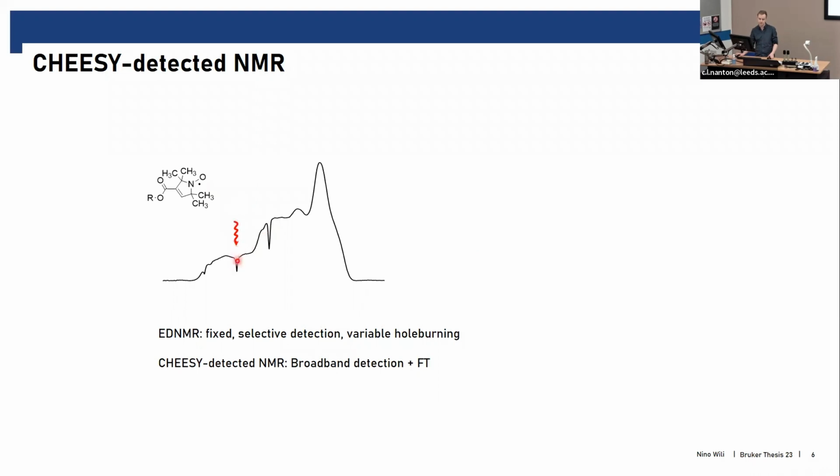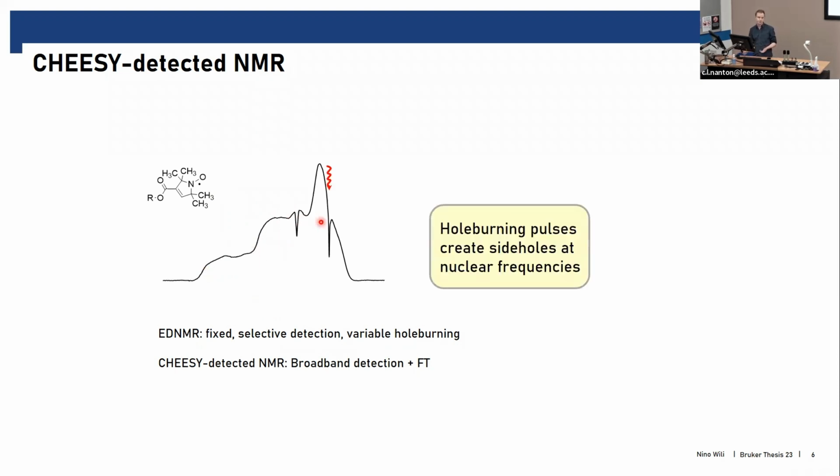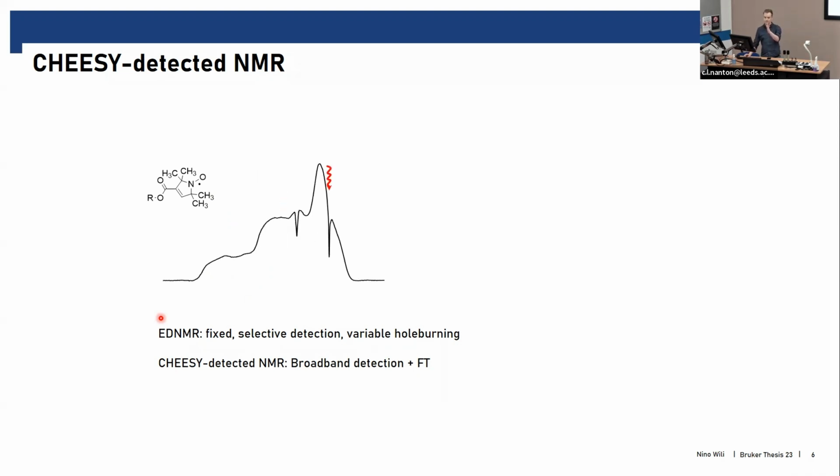So the irradiation frequency is at this point here. But clearly you can see that there are also holes at another point. And if you do this at another point, well, you still have this kind of central hole, but you also get these other holes. And they basically encode the nuclear frequency. What you do in EDNMR is that you sit just on one frequency and you change the frequency of the pump pulse. So basically, instead of having 3 here, you would have maybe, I don't know, a few hundred, but you would sit on one position and observe it there.